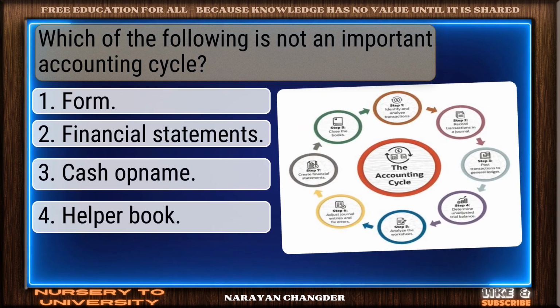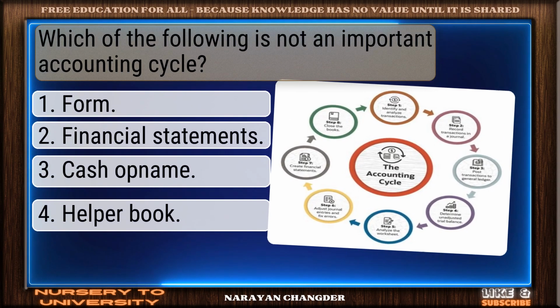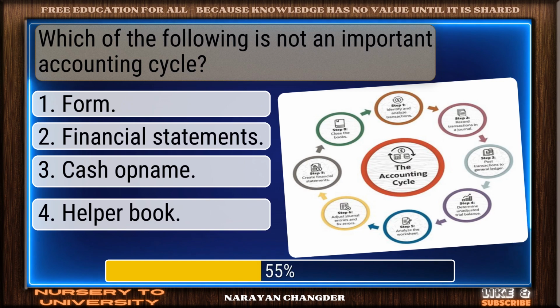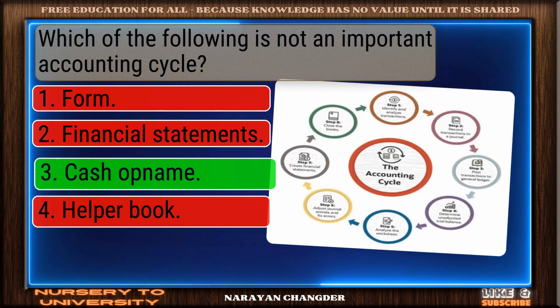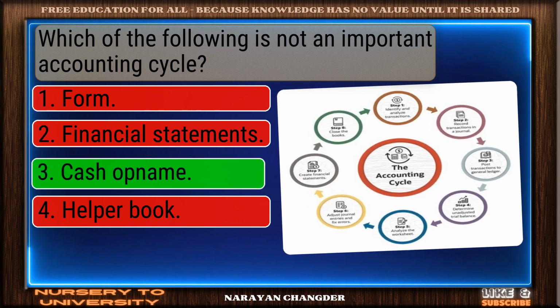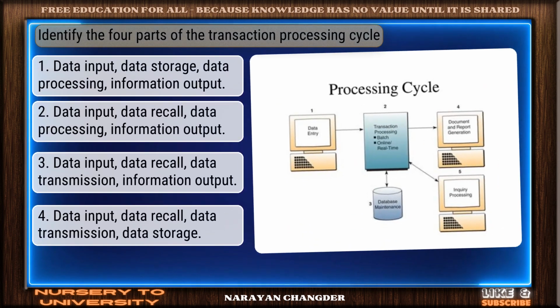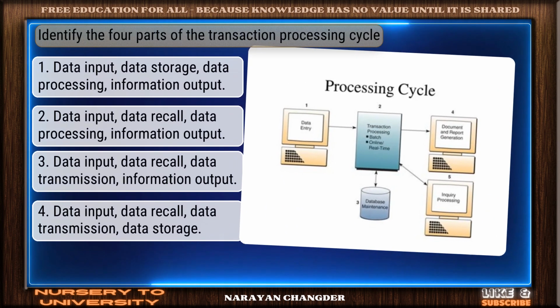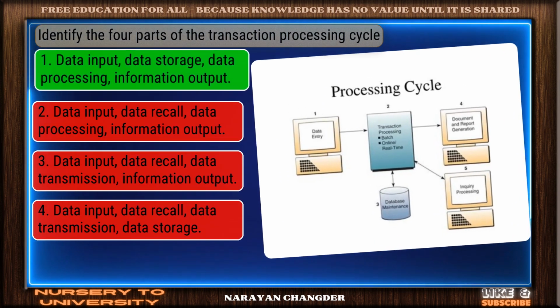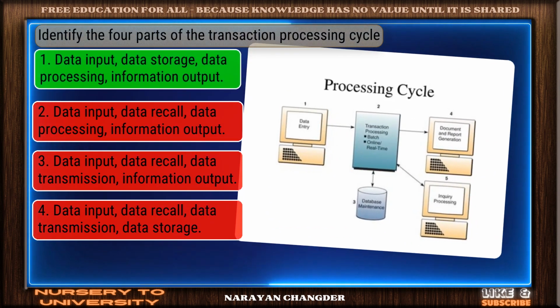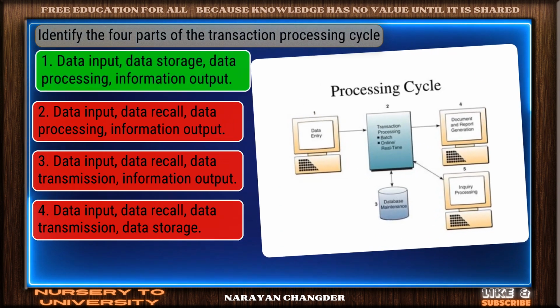Which of the following is not an important accounting cycle? Sharp thinking. Cash opening is the right choice. Identify the 4 parts of the transaction processing cycle. Correct. Data input, data storage, data processing, information output is the right answer.